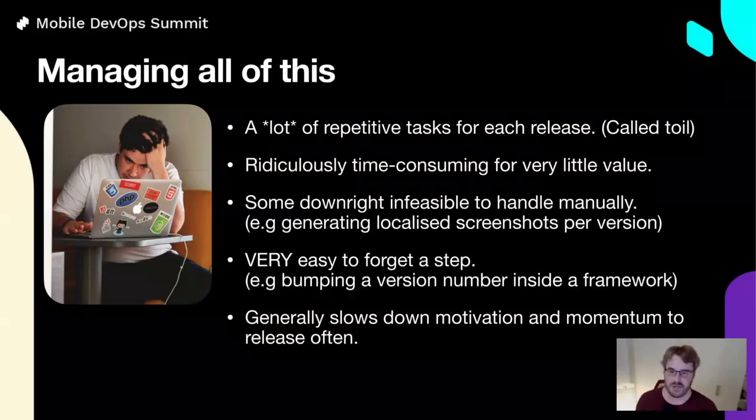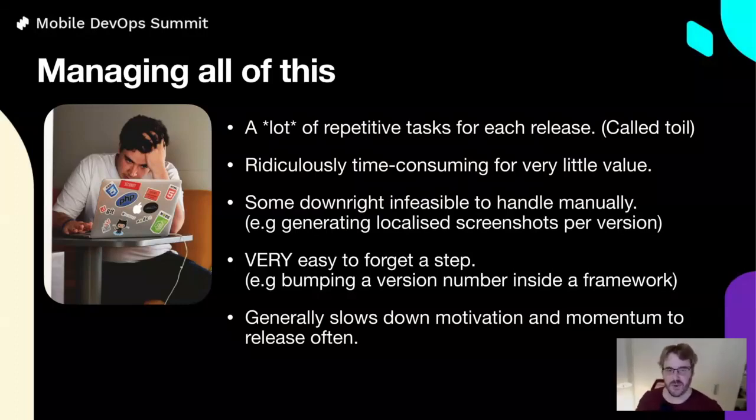And another thing is when you're doing different release channels, it's very easy to forget steps. For example, I've had the habit of bumping the version number in CocoaPods, but forgetting to bump the same version number in the info plist in the Carthage framework. So in order to guarantee consistency, doing this on your own is extremely not recommended.